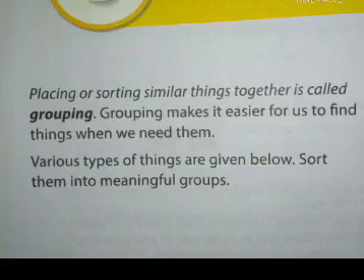Now, placing or sorting similar things together is called grouping. Grouping makes it easier for us to find things when we need them. It means it helps us to actually find out the things which we want from our memory by grouping them. Various types of things are given below. Let us sort them into meaningful groups.